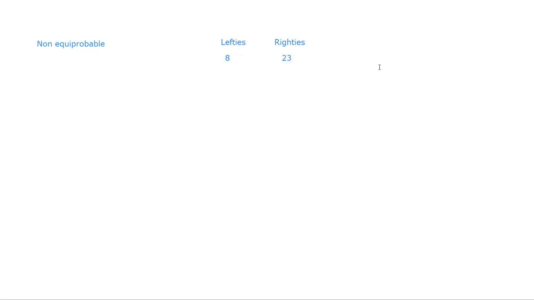So this is a non-equiprobable chi-square because I would never be asking the question, do I have an equal number of lefties and righties? That would be a really weird thing to ask, since at the general population level, there are many, many more righties than lefties. So instead, I'm going to do this as a non-equiprobable chi-square and compare this to the population occurrence of lefties and righties.